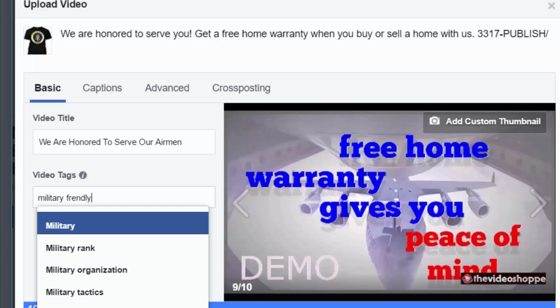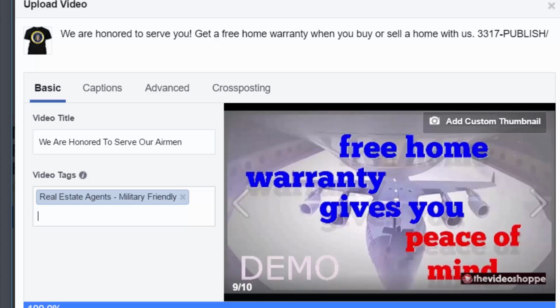Real estate agents. Now again, see these tags, you have to use tags that have already been designed by Facebook. So you can't just go in there and add a tag on your own, make it up, and think that they're going to pick it up. These tags are already residing in the Facebook algorithm, and Facebook has already said such and such agents are military friendly based upon the types of pages they like, based upon the types of comments they make, and based upon a whole bunch of other things. And that is the same for all of these interests.